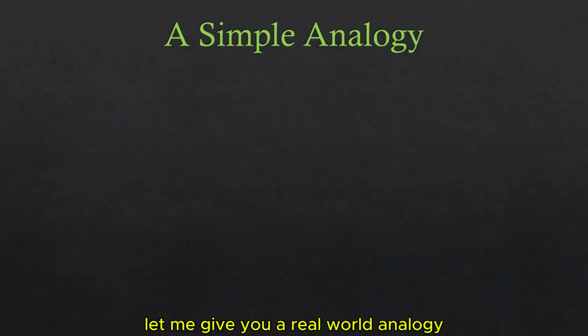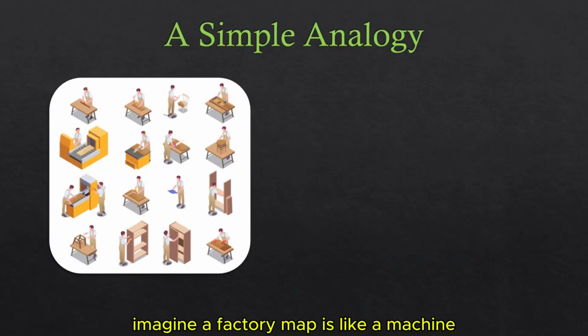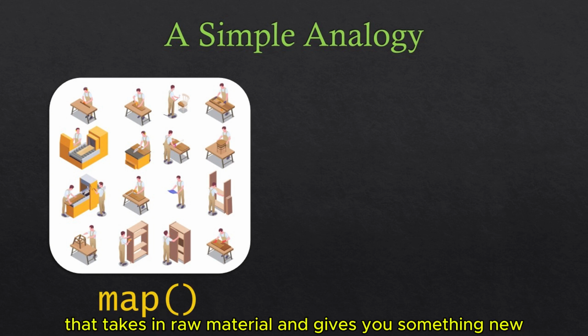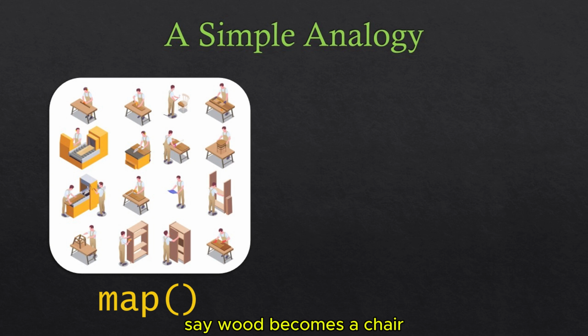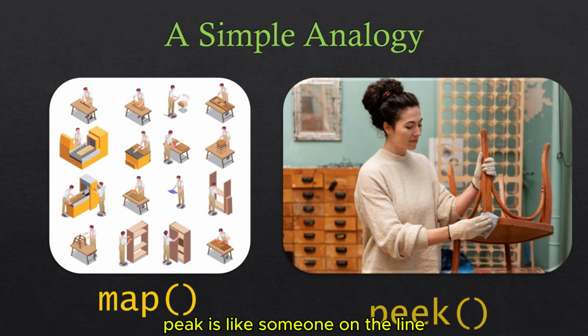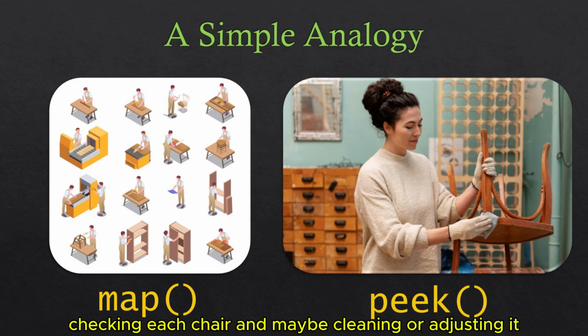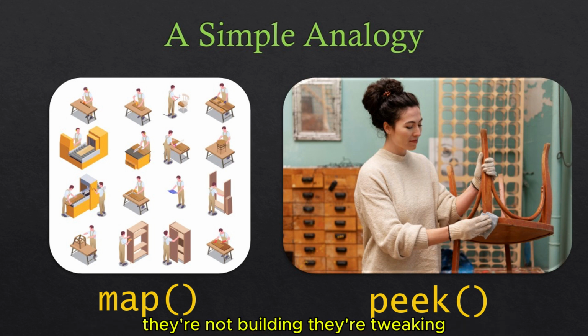Let me give you a real-world analogy. Imagine a factory. Map is like a machine that takes in raw material and gives you something new. Say wood becomes a chair. Peek is like someone on the line checking each chair and maybe cleaning or adjusting it. They're not building, they're tweaking.